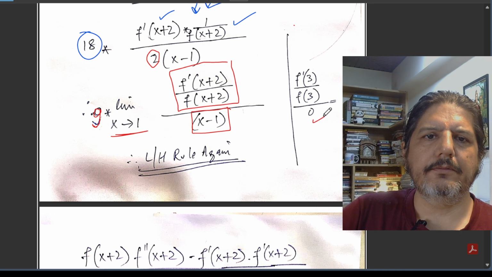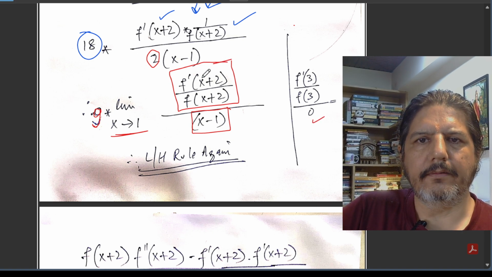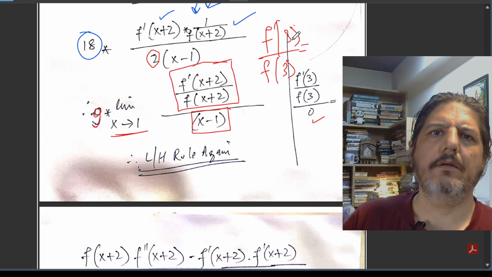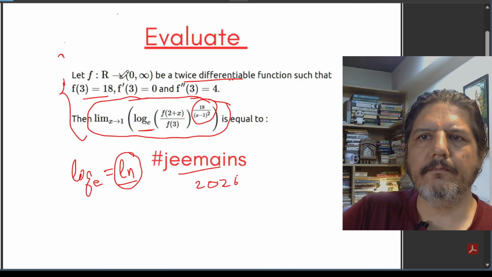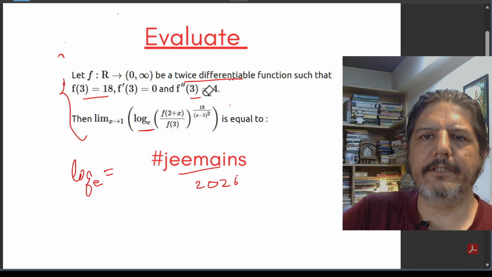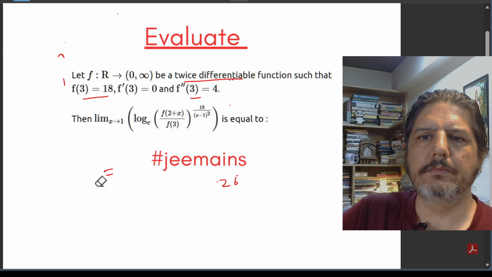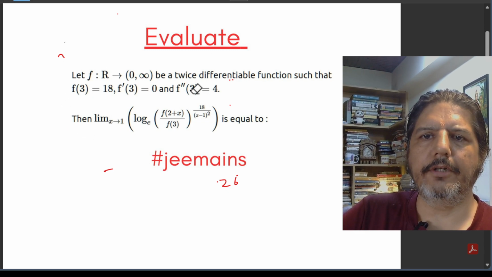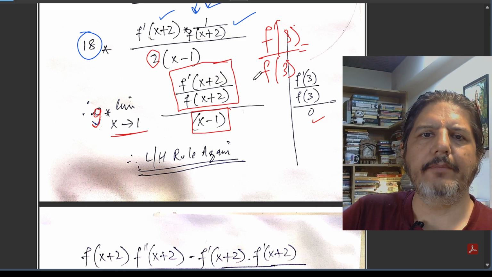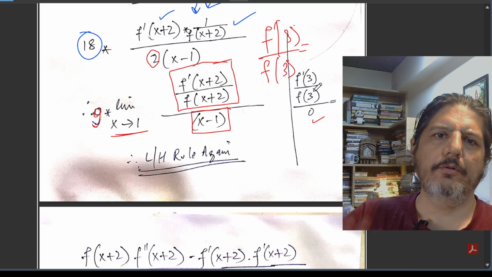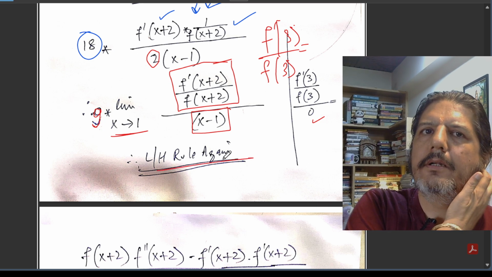The denominator is again 0. Now look carefully here. I basically need the value of f dash 3 on f of 3. I am putting x is equal to 1. Now f dash 3 is 0. You look carefully here, f dash 3 is equal to 0. So again my numerator becomes 0. Again I can apply L'Hopital again.